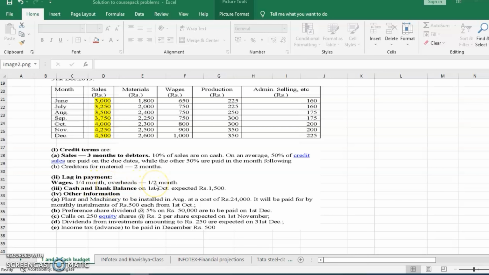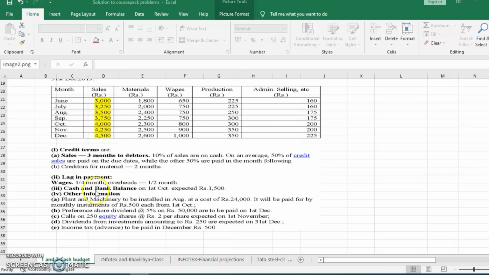Overhead, half a month. Now, what does that mean? There is a delay in making the payment on overhead. Overheads in this case are production and administration selling overhead. So when I say half a month, 50% of the production overhead shall be paid in the same month, while 50% of that shall be paid in the next month.